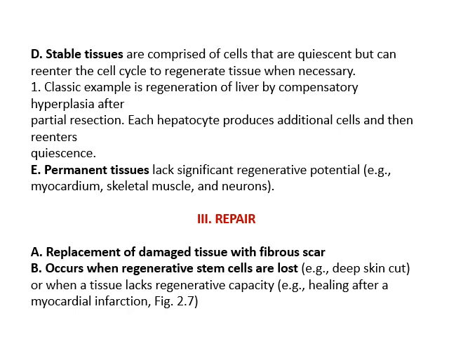We come to the other type, stable tissues, which are comprised of cells that are quiescent but can re-enter the cell cycle to regenerate tissue when necessary. They consist of cells that are in a resting phase but can enter the cell cycle to produce new cells when this is necessary and required. So these cells are normally in a resting phase, and when necessary they enter the cell cycle to produce new tissue. A classic example is regeneration of the liver by compensatory hyperplasia after partial resection.